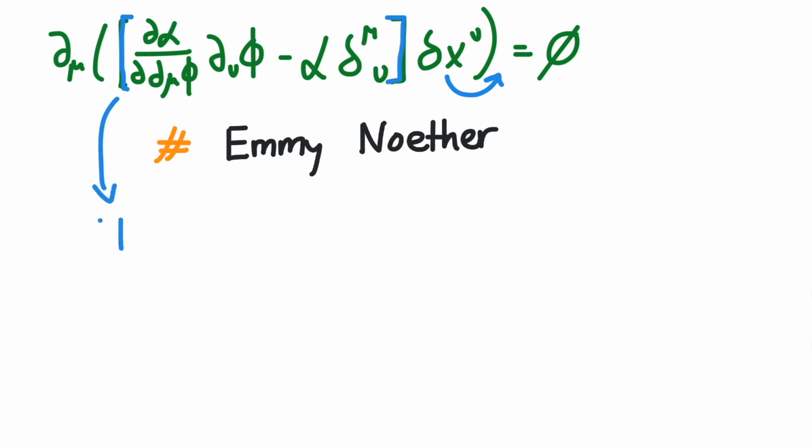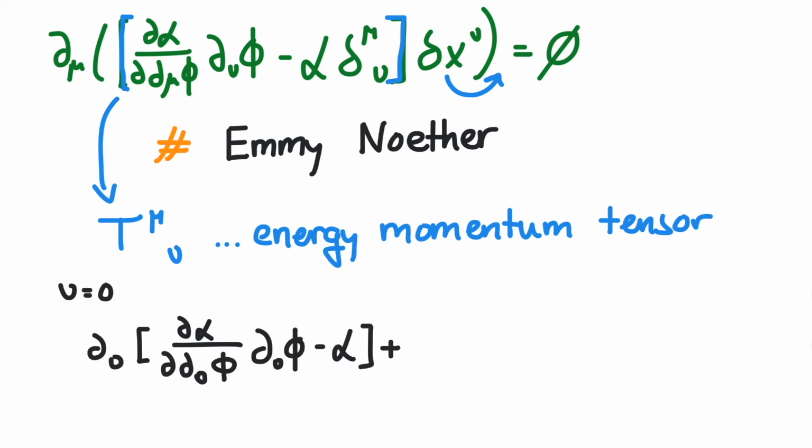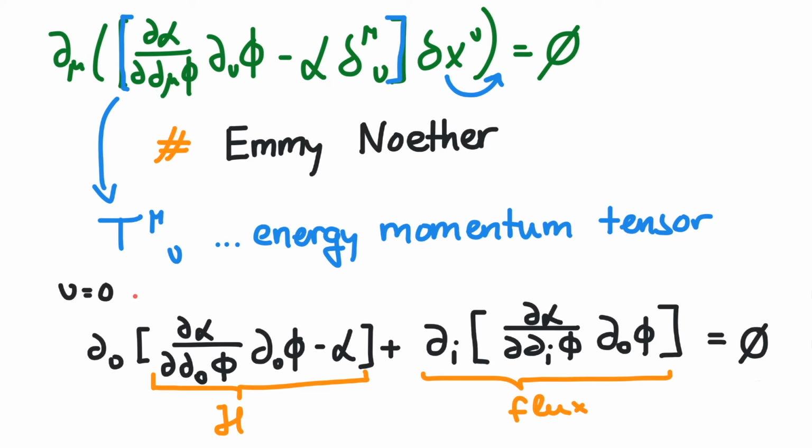So the more interesting quantity in this case is the tensor T mu nu. This is the energy momentum tensor. To interpret the components of this tensor, it is best to look at nu equals 0 and expand mu in temporal and spatial components. It yields a continuity equation where we recognize the Hamiltonian as the Legendre transformation of the Lagrangian. So this is the change in energy density minus the flux of the energy density that vanishes.